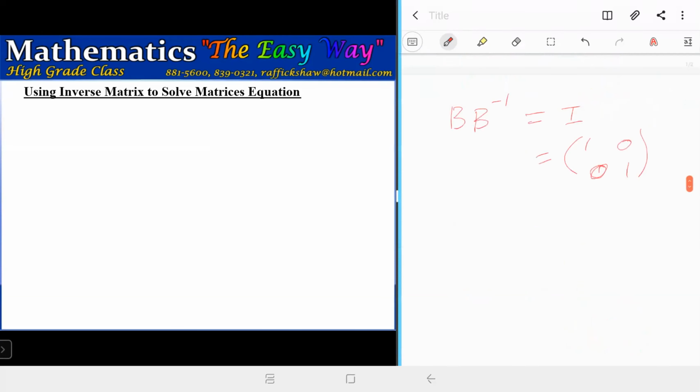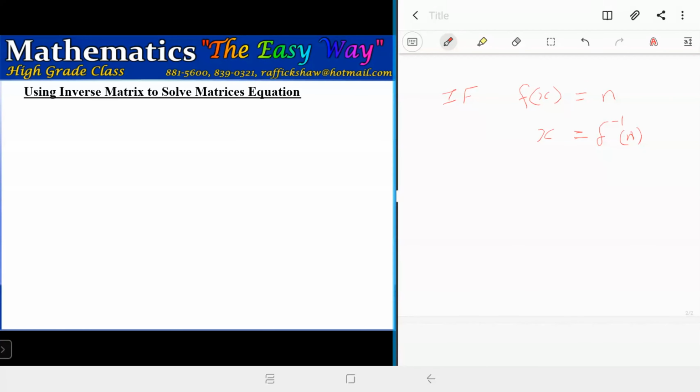I can actually show you the similarity. If you remember for the functions, we said if f of x was equal to some number, then x was equal to f to the minus 1 of that number. That's what we said, right? We're going to see that the matrices have a similar sort of thing. Because the inverse of a matrix is kind of similar to the inverse of a function. Because a matrix also can do similar things that a function can do. We're going to see that with the transformation. But anyway, let's get into it.